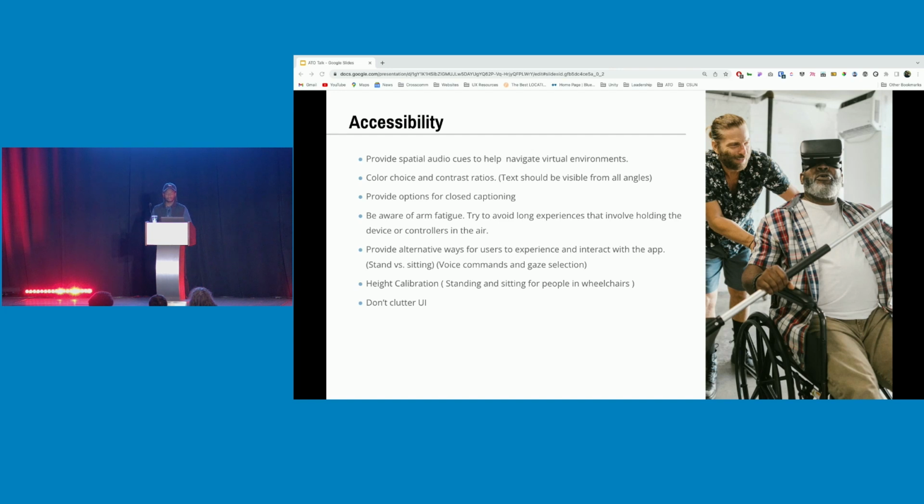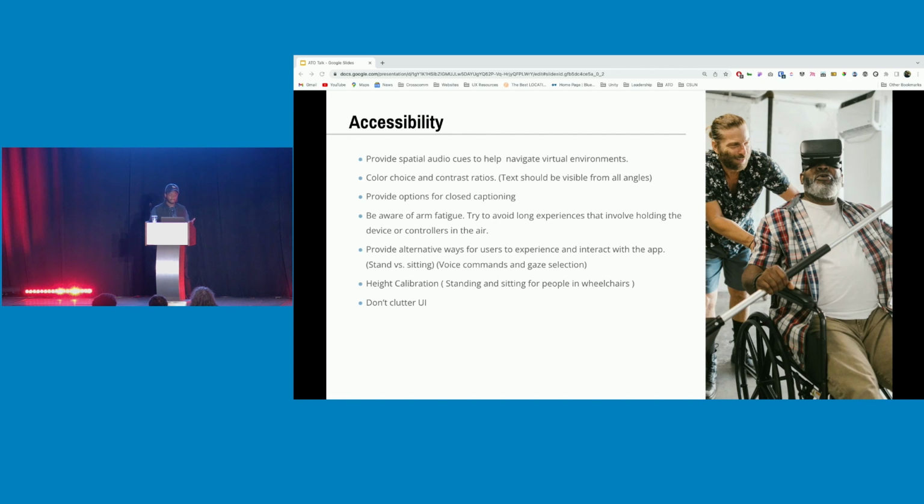So in general, you should provide spatial audio cues to help navigate virtual environments, meaning things that are close up should sound close up, and things that are far away should sound far away. Now, this sounds easy, but what it does is it helps people understand where they are in your environment.